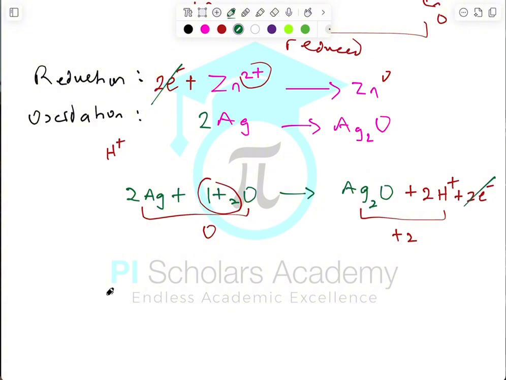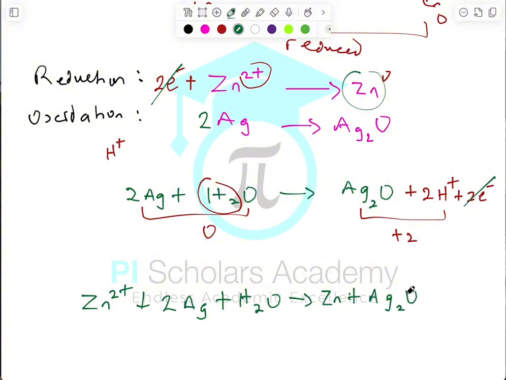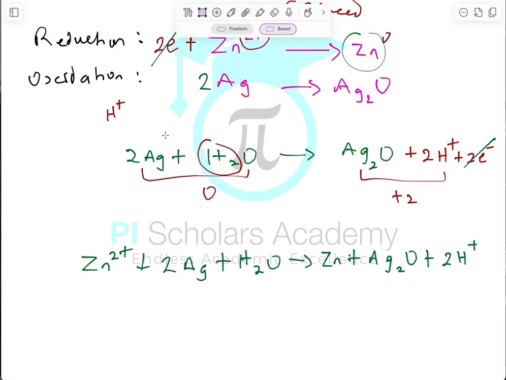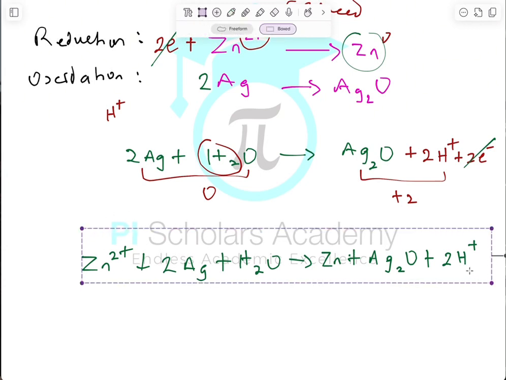In this place, you have zinc, Zn2 plus. Now, of course, on the right hand side, you have zinc. They are not the same thing. Then you have plus, in this place, 2 mole of silver, then you have plus H2O. This gives, you have zinc, then you have plus Ag2O plus 2H plus. Now, what I've done now is that I've not balanced it in basic medium yet. I'm doing the preliminary first.